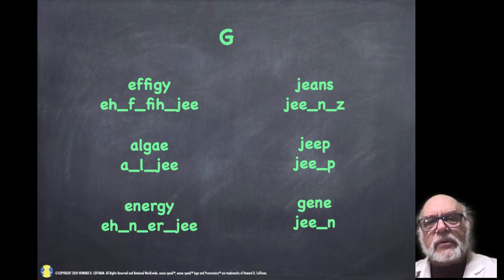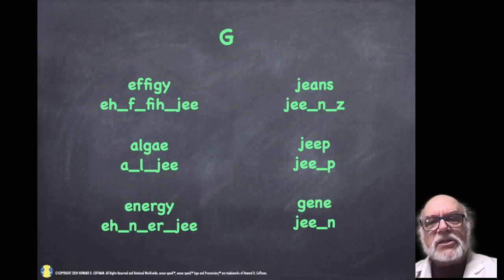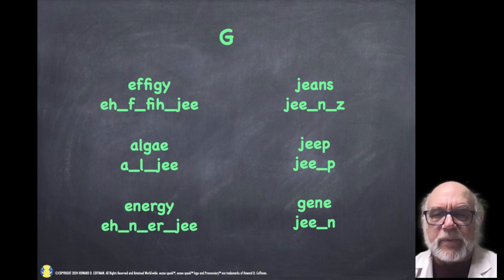Jeep. A lot of air. Jeep. You exhaust all that extra air with the P. Jeep. And then jean. Notice there's at least 3 different ways the G letter is used in this grouping.